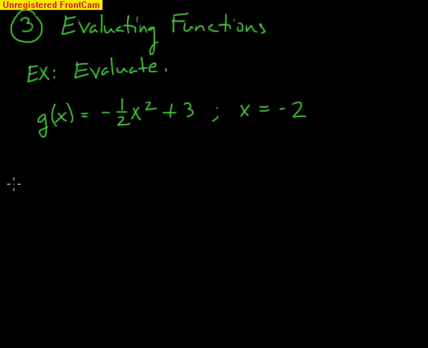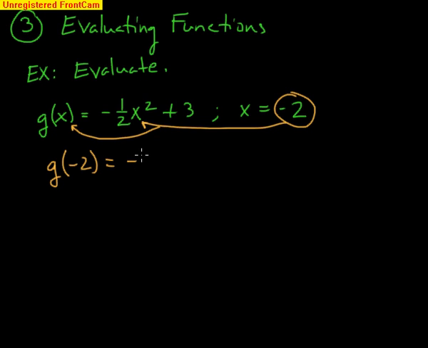So we're going to take the x value and plug it in wherever we see an x. This is the x value. Plug it in once, twice. So when we plug it in, g of negative 2 equals negative 1 half times negative 2 squared plus 3. So all that changed were the x's became negative 2's. Alright, so this side stays the same as g of negative 2.